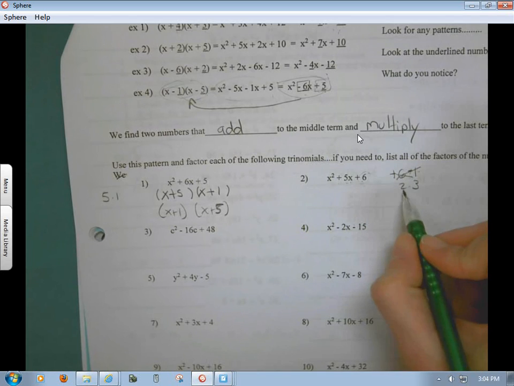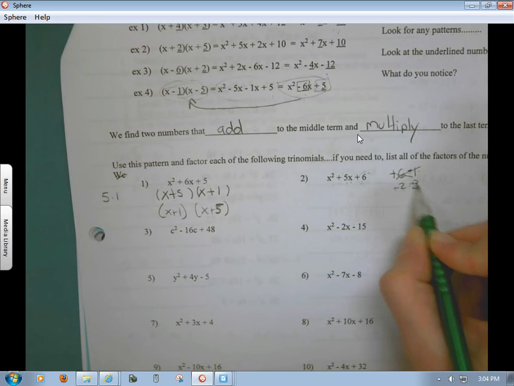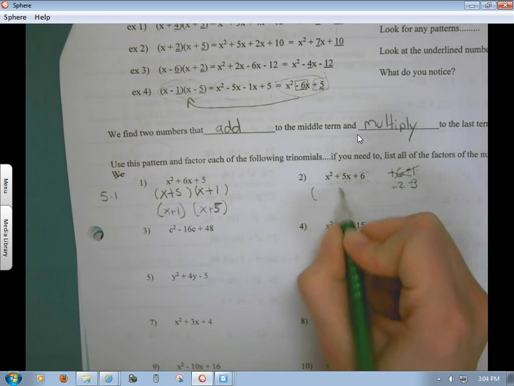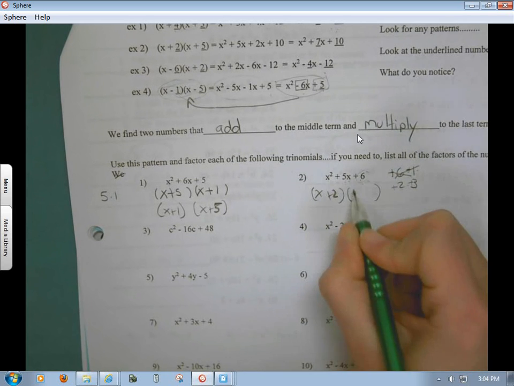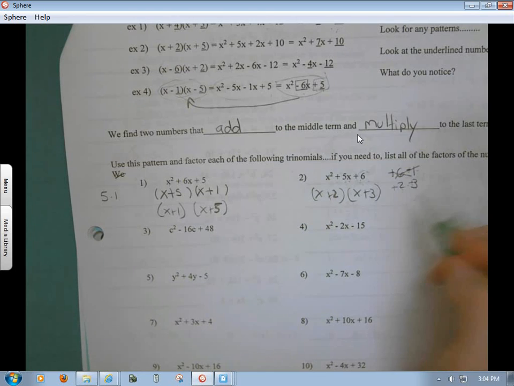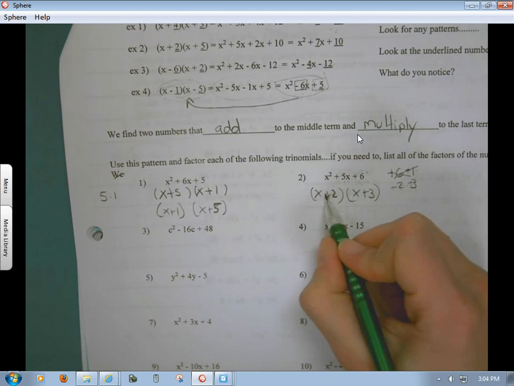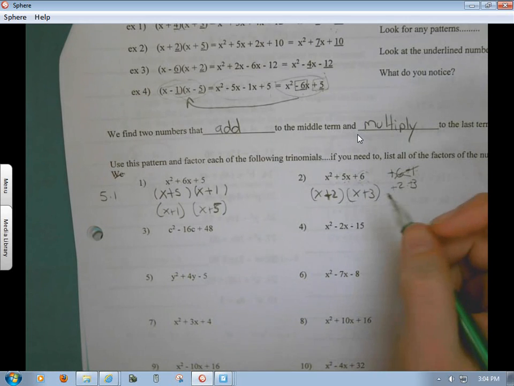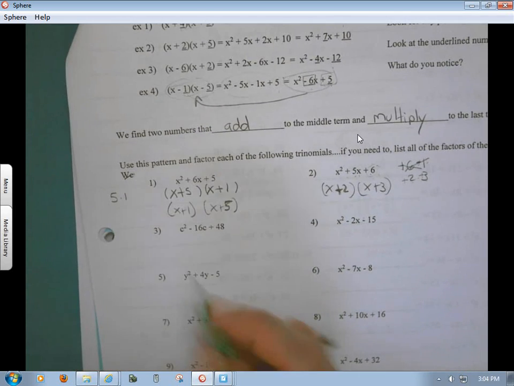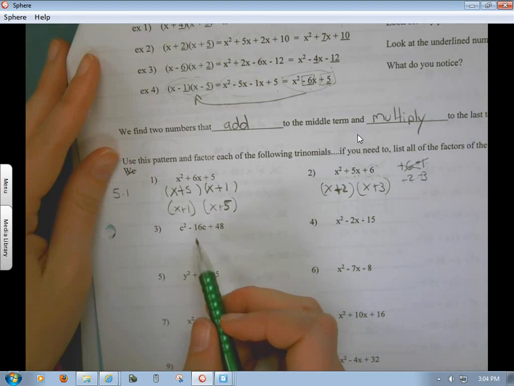So then I look at 2 and 3. Well, +2 times +3 is 6, and 2 plus 3 is 5. So those are my factors, x plus 2 and x plus 3. And again, it doesn't matter if you write the +2 first, then the +3, or the +3, then the +2. Here, they just switched up the variable to a c instead of an x.